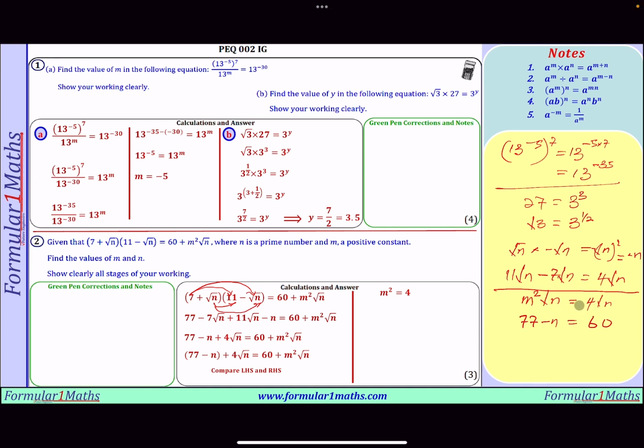Because if I divide this equation by root n, I'll get m squared is equal to 4. And that means m is equal to root 4. But we know that m is a positive constant, so that means m is 2. And from this equation here, you can solve for n. So 77 minus n is equal to 60. That means n is equal to 77 minus 60, and therefore n is equal to 17. And those are the values for m and n.